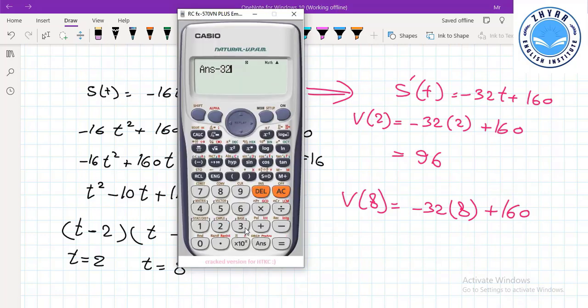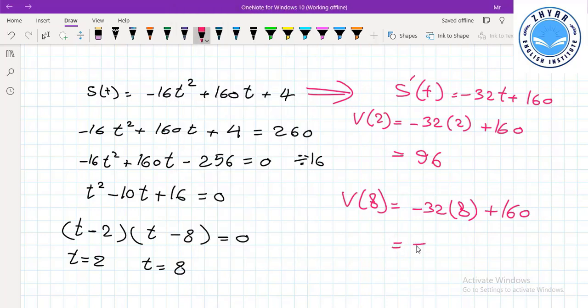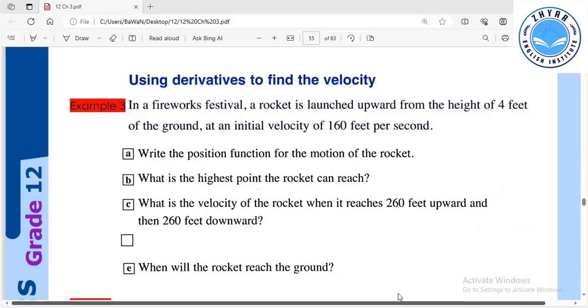Negative 32 times 8 plus 160 is negative 96. Why is this negative? Because this is vertical motion. At t equal to 8, the rocket is going downwards, so the velocity is negative. While when t is equal to 2, the rocket is going upwards, so velocity is positive. Let's go back to the book.